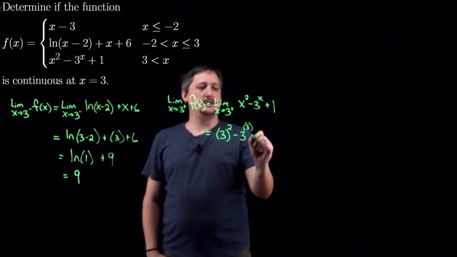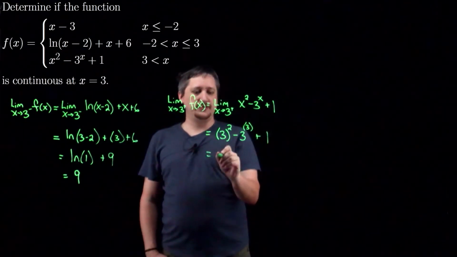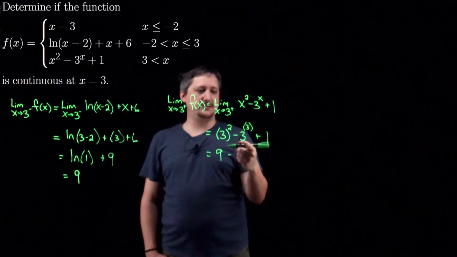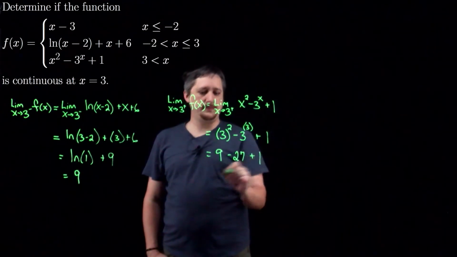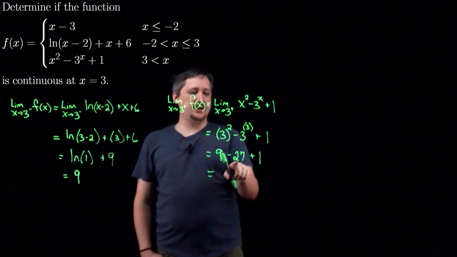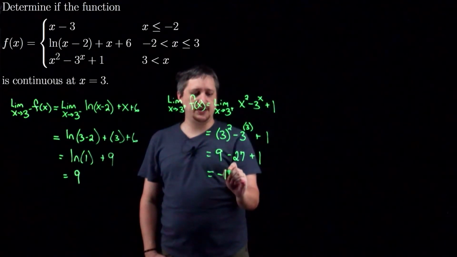3 to the 3 plus 1. That's 9 minus, so 3 cubed is going to be 27, plus 1. So 9 and 1 is 10, minus 27 is negative 17.